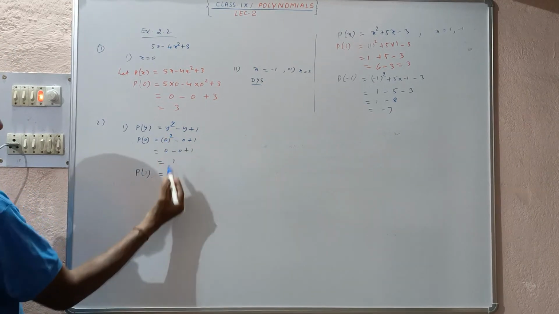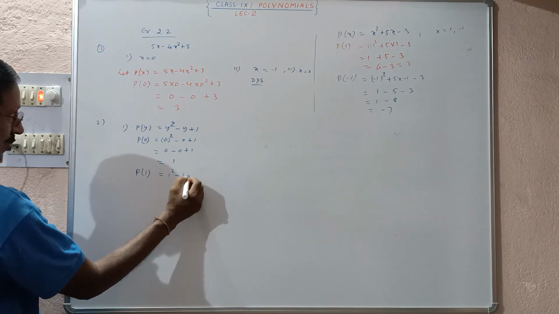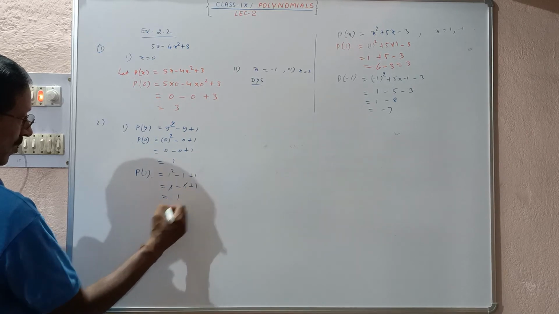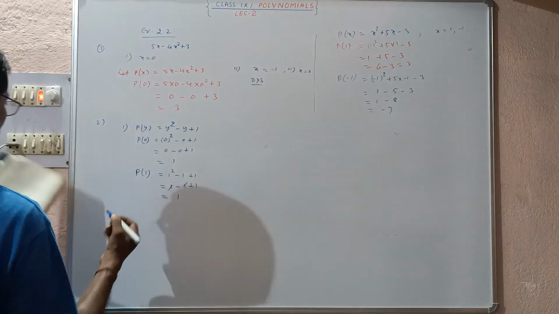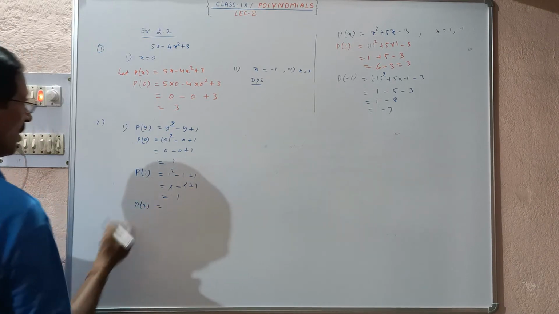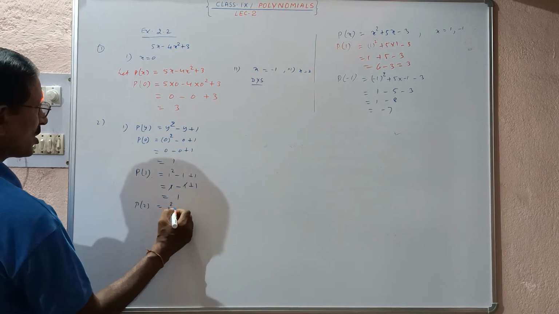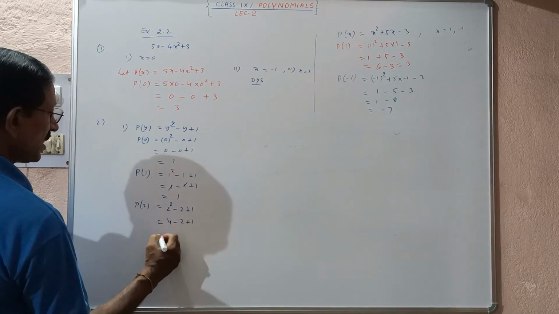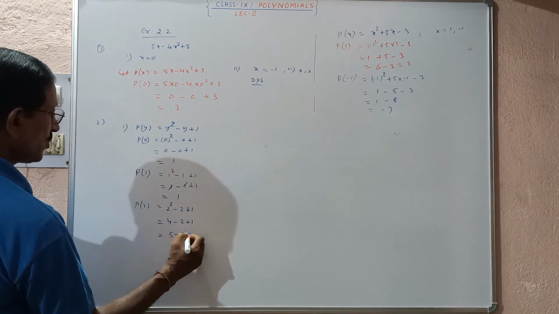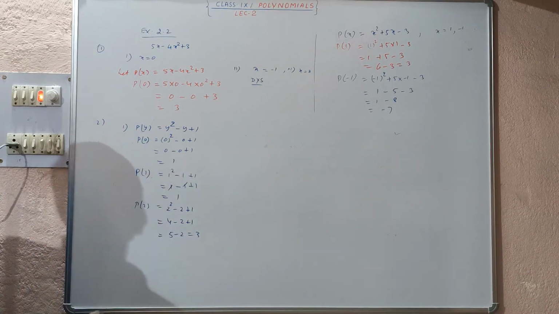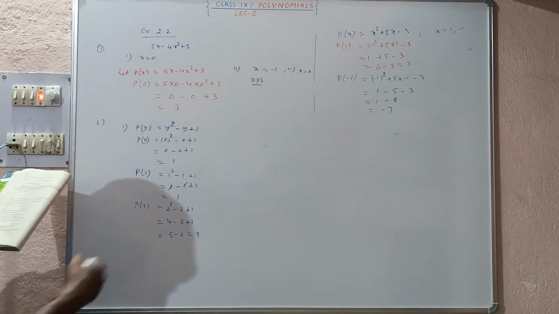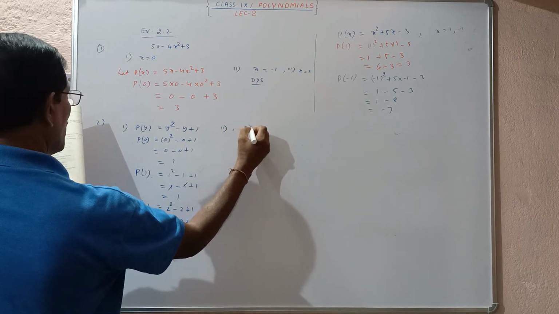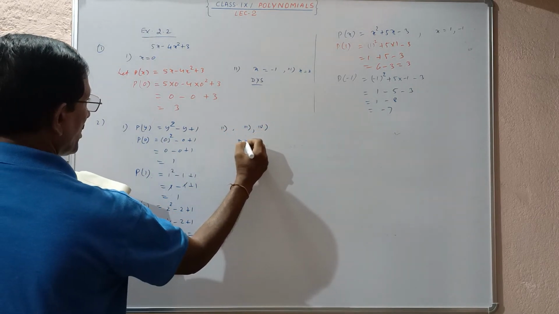In place of y we put 1² − 1 + 1, that is 1 − 1 + 1, which is 1. So p(1) is equal to 1. Again we have to find p(2). p(2) is equal to, in place of y we put 2² − 2 + 1, that is 4 − 2 + 1, that is 4 + 1 = 5, minus 2, which is equal to 3. So p(2) equals 3. In this way you will do all the questions: question number 2, question number 3, question number 4, do it yourself.